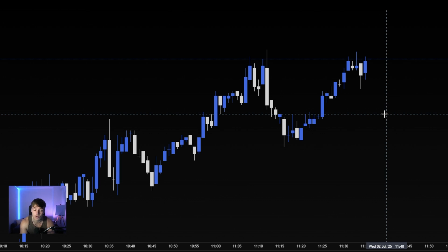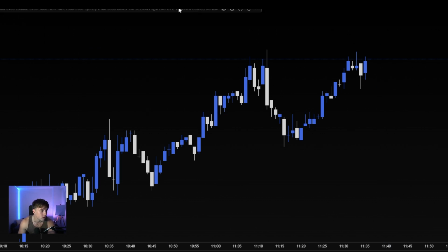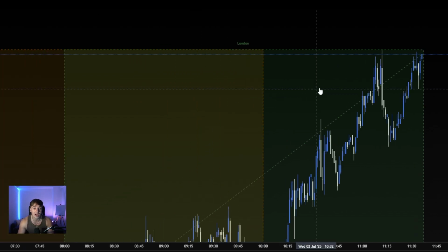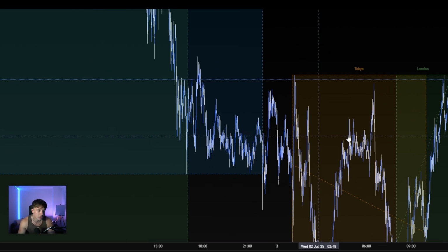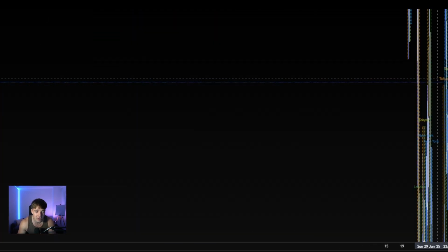And essentially that is going to be from opening times of the market. So you have New York open, London open, and also the closes of the market. New York close, London close. Now I have a little indicator here. Don't get excited because it's an indicator.